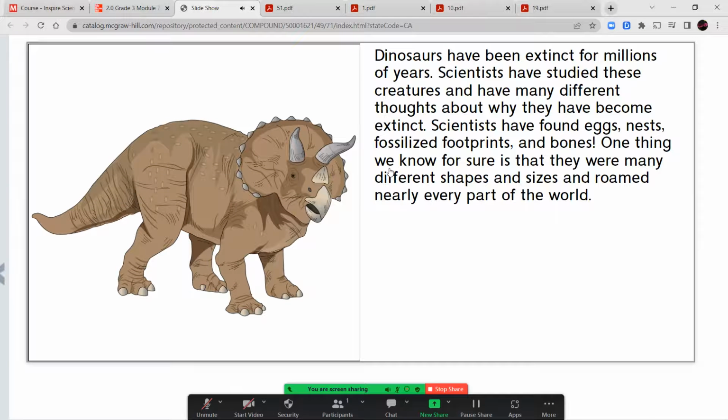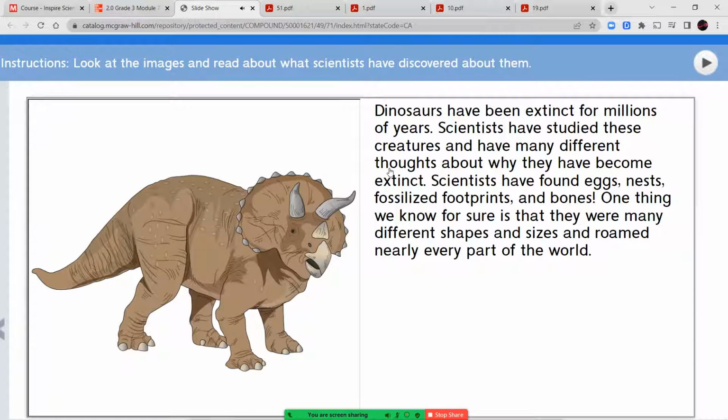Dinosaurs have been extinct for millions of years. Scientists have studied these creatures and have many different thoughts about why they have become extinct. Scientists have found eggs, nests, fossilized footprints, and bones. One thing we know for sure is they were many different shapes and sizes and roamed nearly every part of the world.